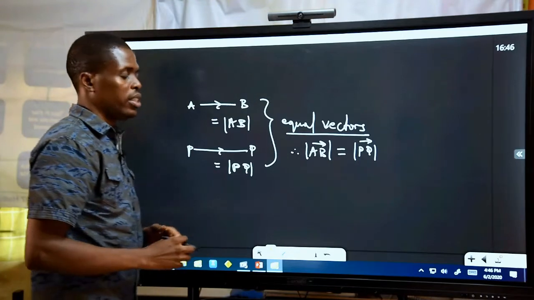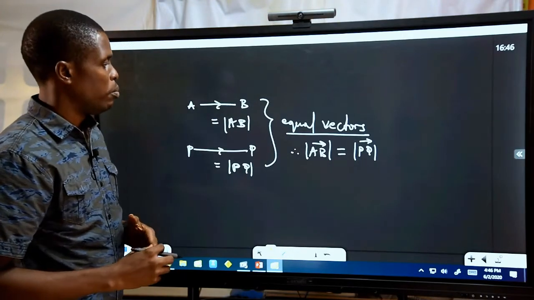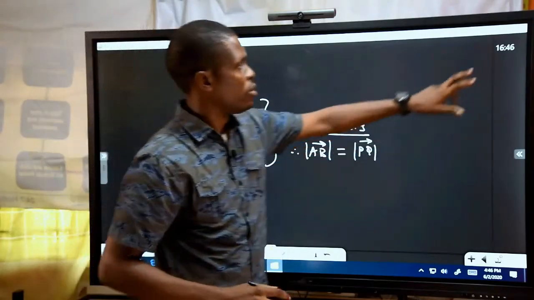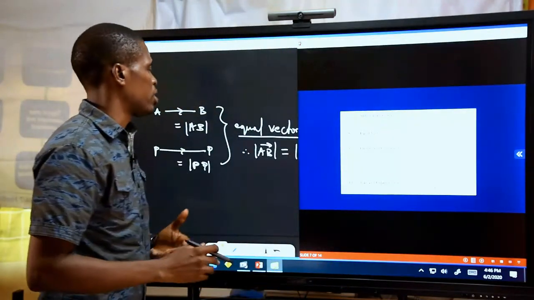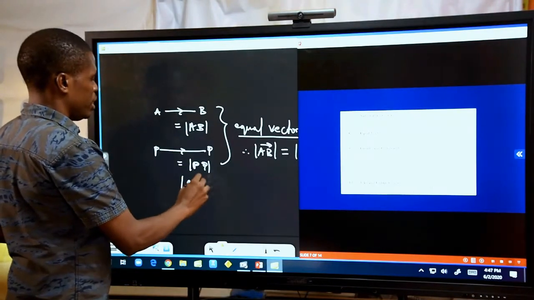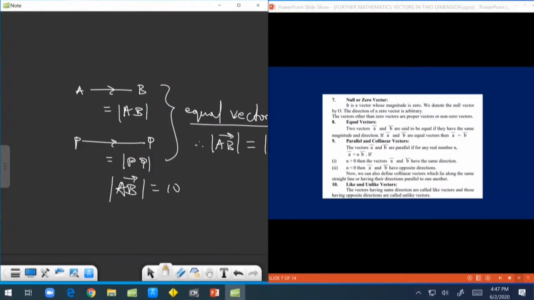Vector AB is equal to vector PQ. Okay, so that is for equal vectors. These equal vectors can have values. If vector AB is equal to 10 newtons, that means vector PQ will be equal to 10 newtons because they have the same magnitude.